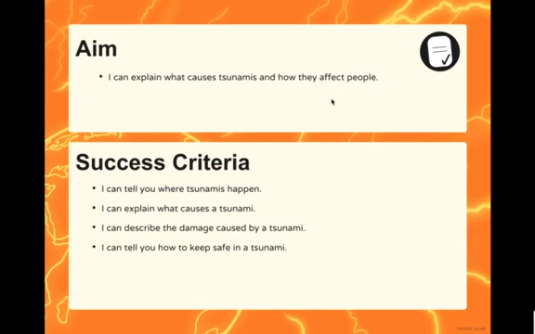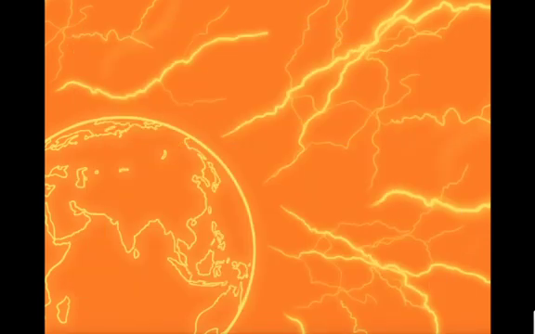We've also looked at how they affect people. So we've seen the devastation and the destruction that tsunamis can cause. What can they do? They can wipe away buildings, cars, homes, lots of different things. So they're very, very powerful. So we need to be very careful. And we've just gone through some safety rules, 6 safety rules that we need to observe in the case of a tsunami. Okay, so that's our PowerPoint.